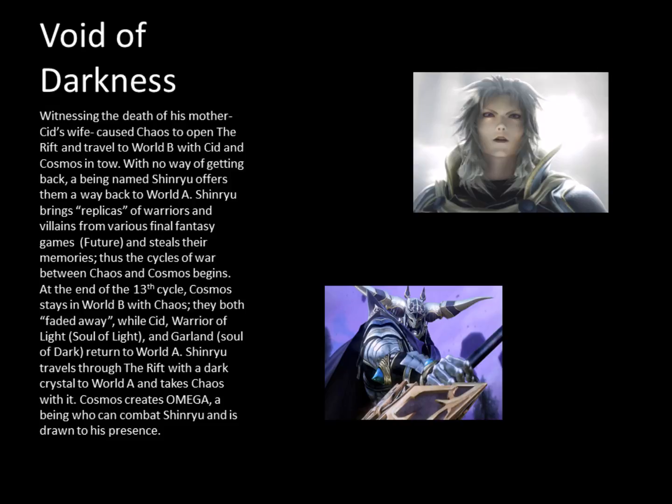At the end of the 13th cycle, Cosmos stays in World B with Chaos, and they both fade away while Sid, Warrior of Light, who carries the soul of light, and Garland, who carries the soul of dark, return to World A. Shiryu travels through the rift with the Dark Crystal to World A and takes Chaos with it. Cosmos creates Omega, a being who can combat Shiryu, and is drawn to his presence.